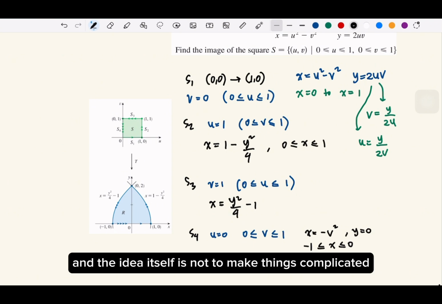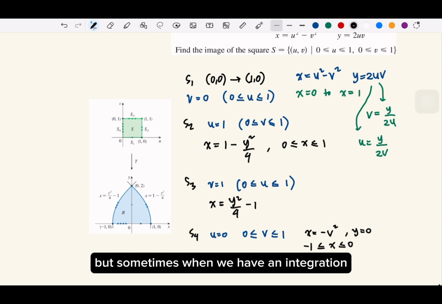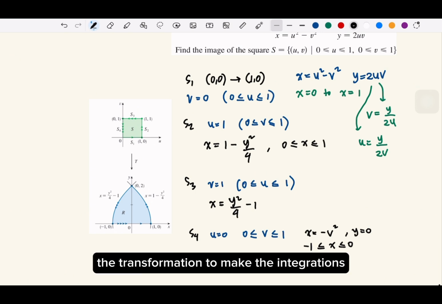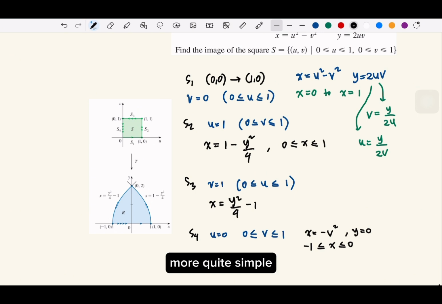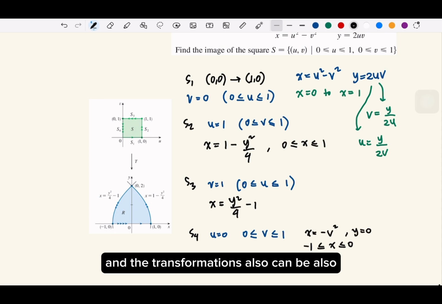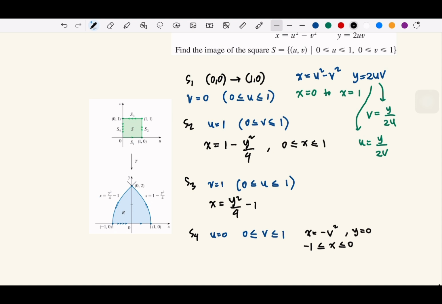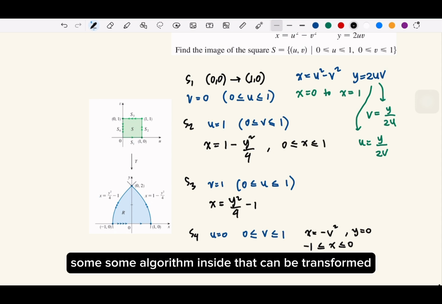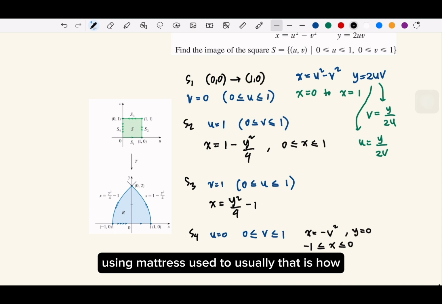And the idea itself is not to make things complicated. But sometimes when we have an integration that is too difficult to see, we can just change the equation itself by a transformation to make the integration quite simple. These transformations can also be imagined as a transformation in a machine process, like in machine learning and algorithms, where some algorithm inside can be transformed using a matrix.